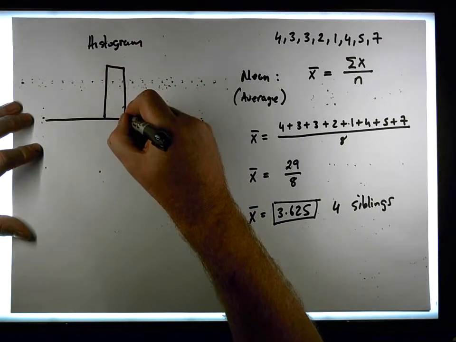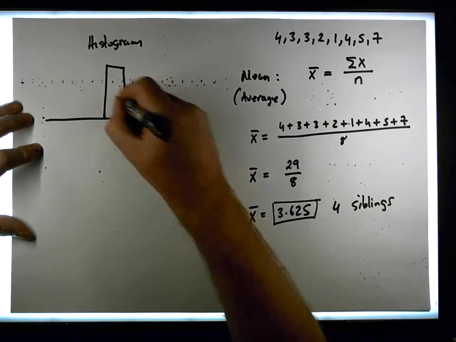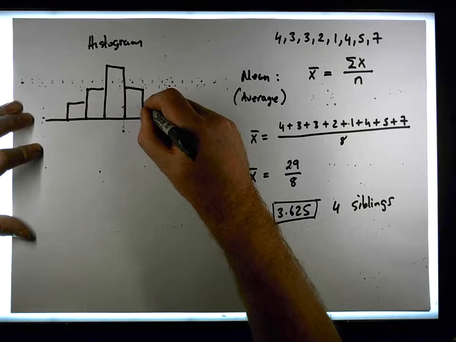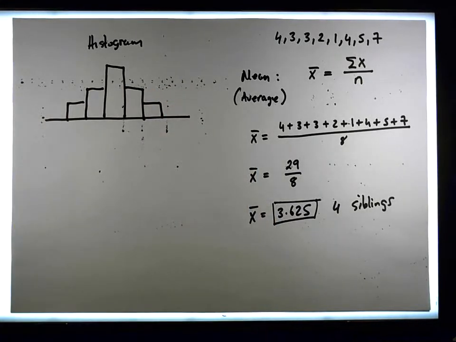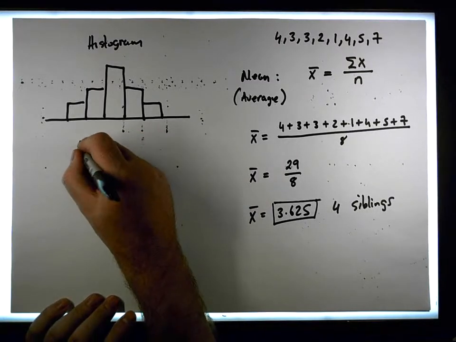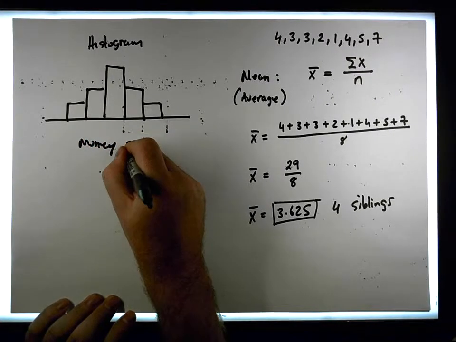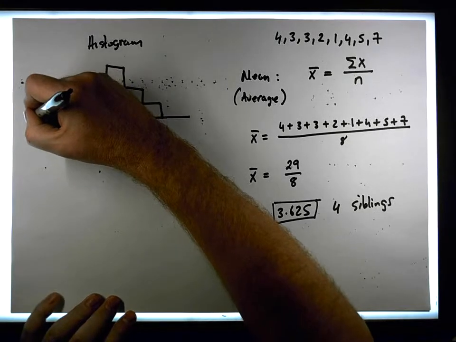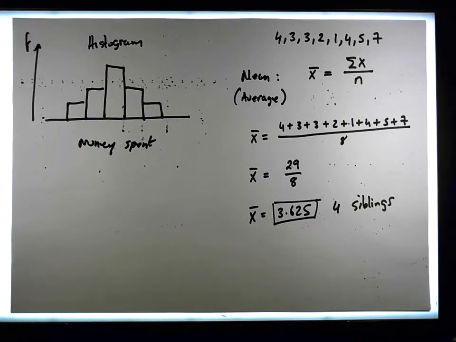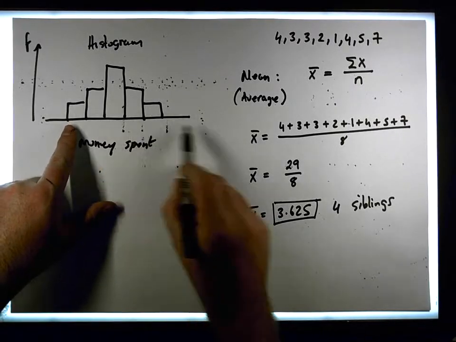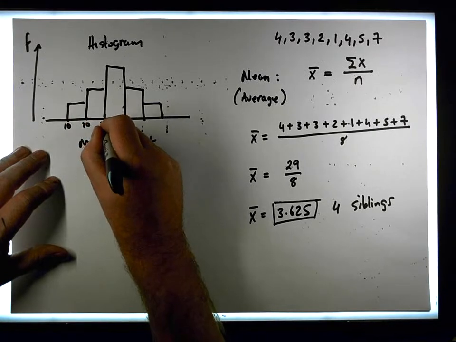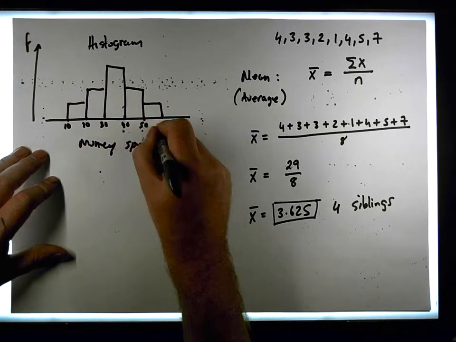Let's say it's perfectly symmetrical. Right? Let's just say it's something like this. This is meant to be perfectly symmetrical. This is how much money did you spend? So money spent. And this axis along here is the frequency. How many people spent that amount of money? Okay? And this is perfectly symmetrical across here. Let's say this is 10, 20, 30, 40, 50, 60.